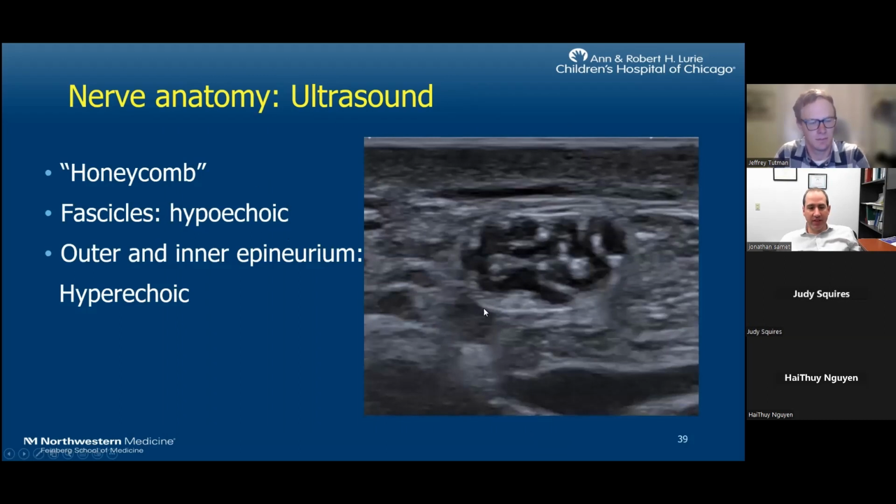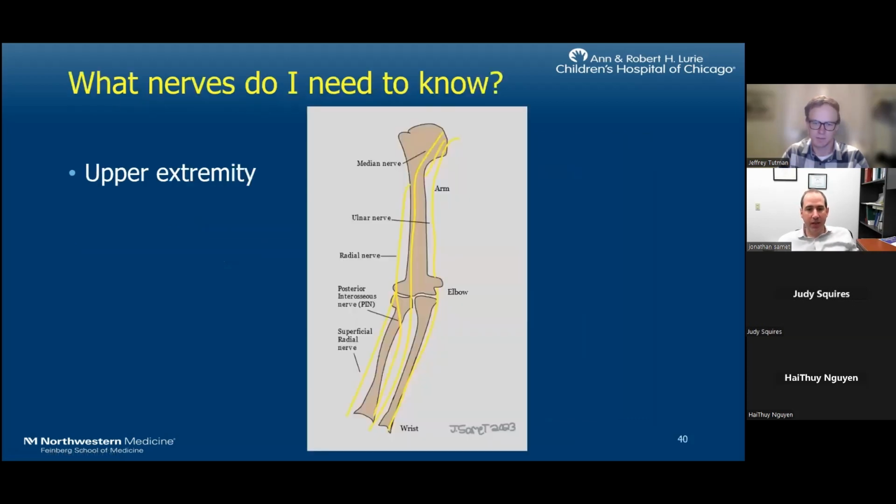So here's an example of a normal nerve. Very, very zoomed in. All these little black circles are the fascicles. This hyperechoic rim is the epineurium, the outer epineurium. And then in between, you have this connective tissue that contains fat, known as the inner epineurium. So that's the nerve structure. It kind of looks like a little honeycomb. And if you're not sure if it's a vessel or a nerve, you can turn color on, and this will, of course, not light up.